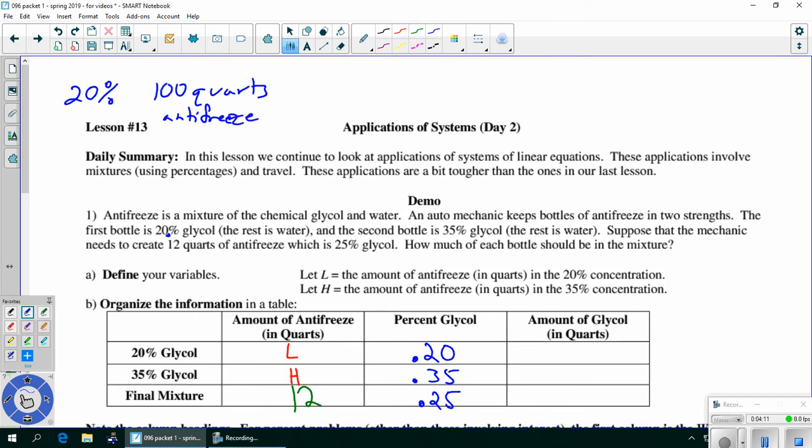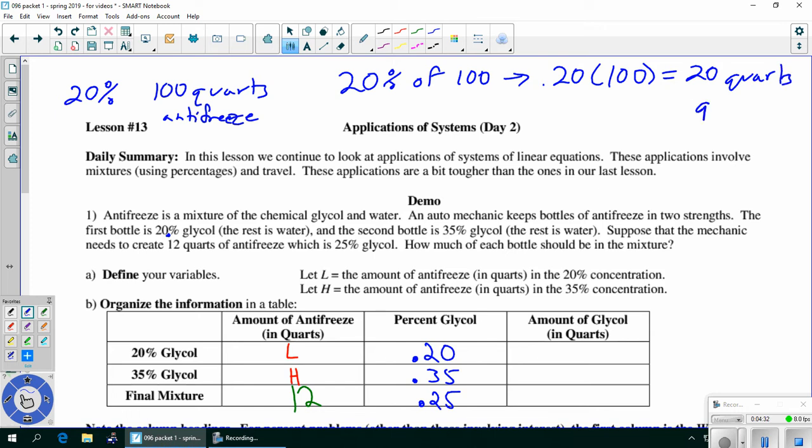And I want to know how much glycol I actually have. Well, if 20% of the 100 quarts of antifreeze is actually glycol, then the amount of glycol is 20% of 100. So we would do 20% of 100, which would be 0.20 times 100, which in this case is just 20. So that's 20 quarts of what? 20 quarts of glycol.